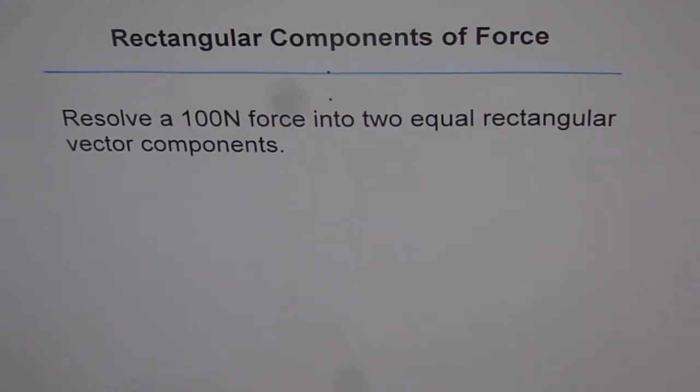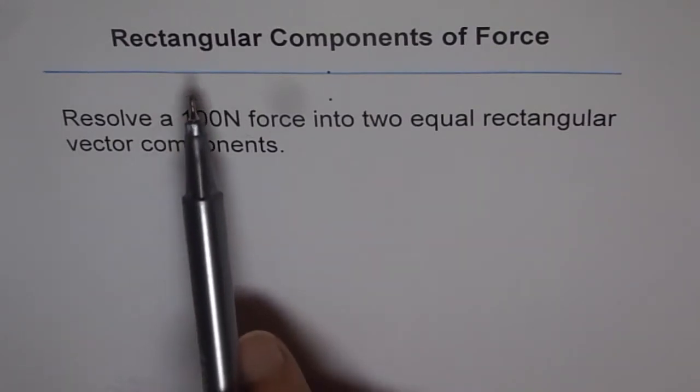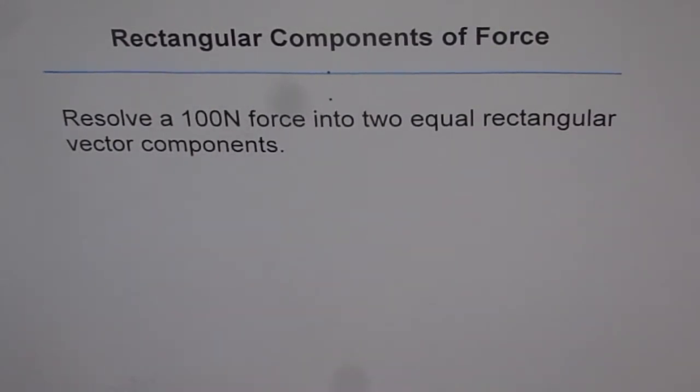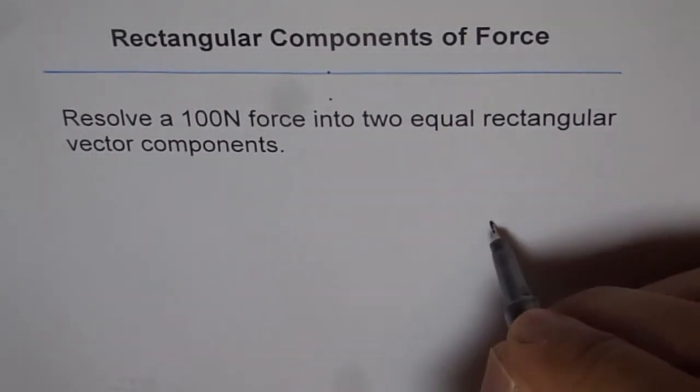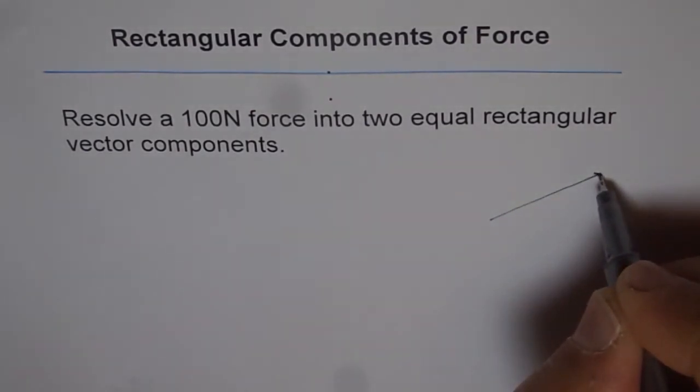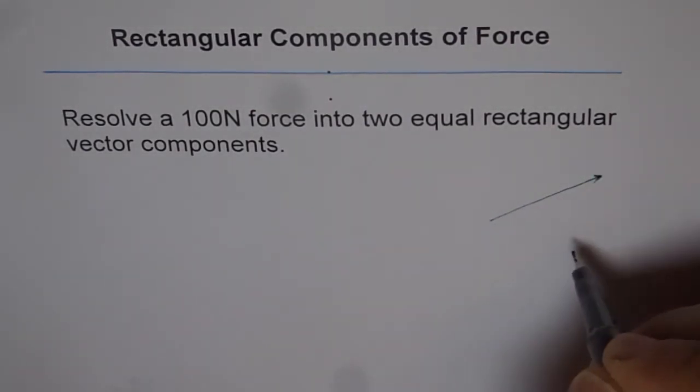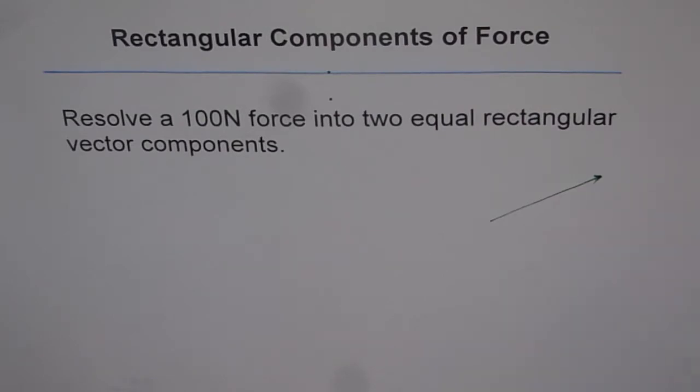So those two are called the components of a force. And when we are saying rectangular components, we are saying that the two components are at 90 degrees to one another, forming a rectangle or a right triangle. So let's have 100 Newton force along this line. Let's say this vector represents 100 Newton force.